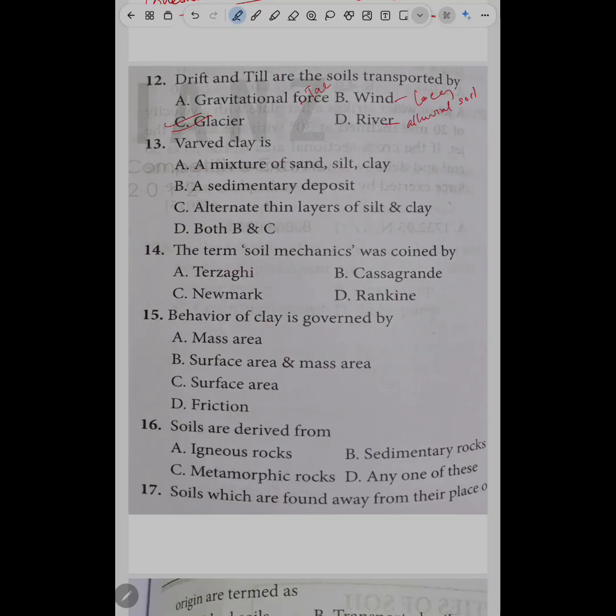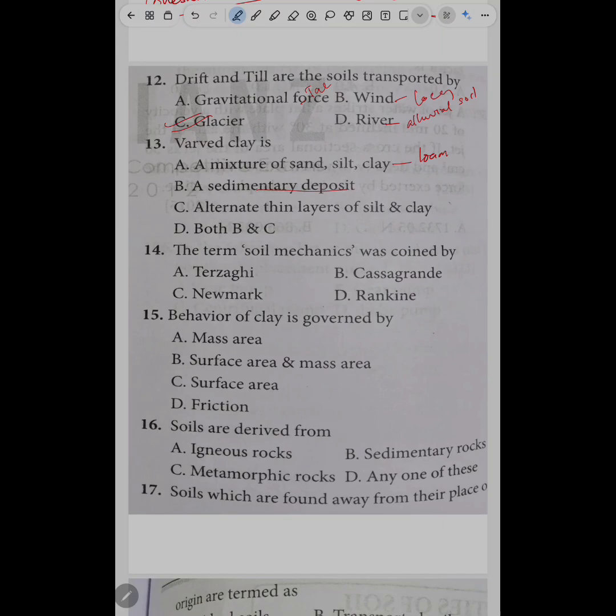The next is varved clays. We already studied varved clay. A mixture of sand, silt, and clay is called loamy soil or garden soil. Sedentary deposit: alternate thin layers of silt and clay. So it is a sedentary deposit.